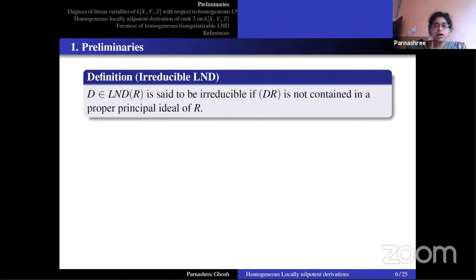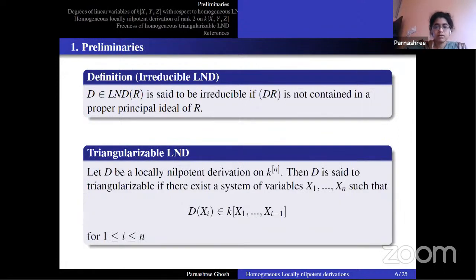Next I define what is called an irreducible LND. An LND D over R is said to be irreducible if the ideal generated by the image is not contained in a proper principal ideal of R. Next, I define the triangularizable LND on the polynomial ring. D is said to be a triangularizable LND if there exists a system of variables x1 up to xn such that D(xi) is contained in the polynomial ring generated by x1 up to x(i-1) for every i from 1 to n.